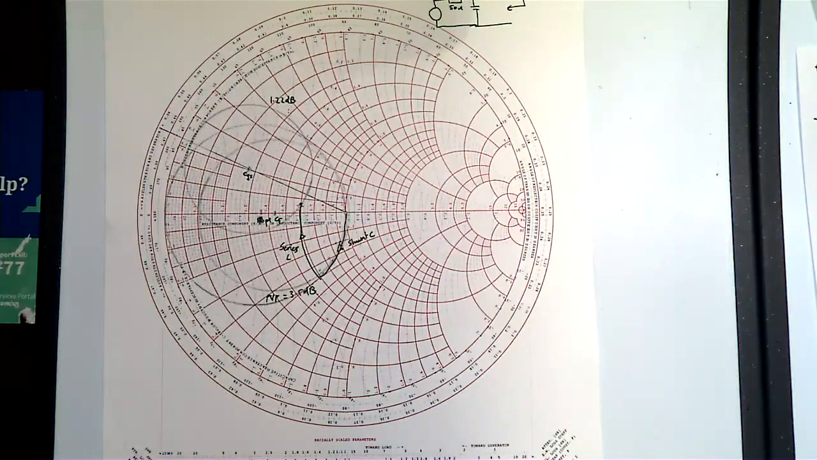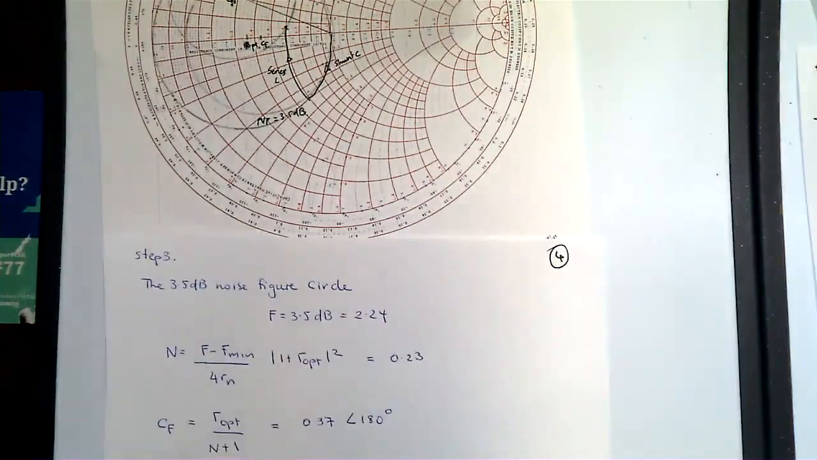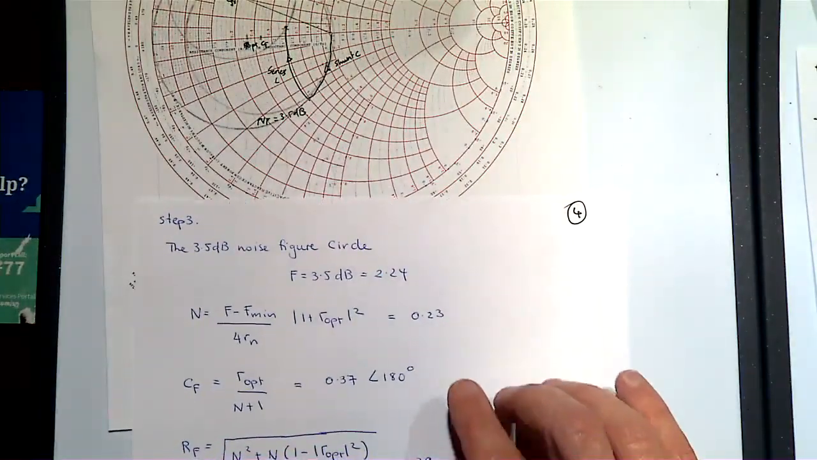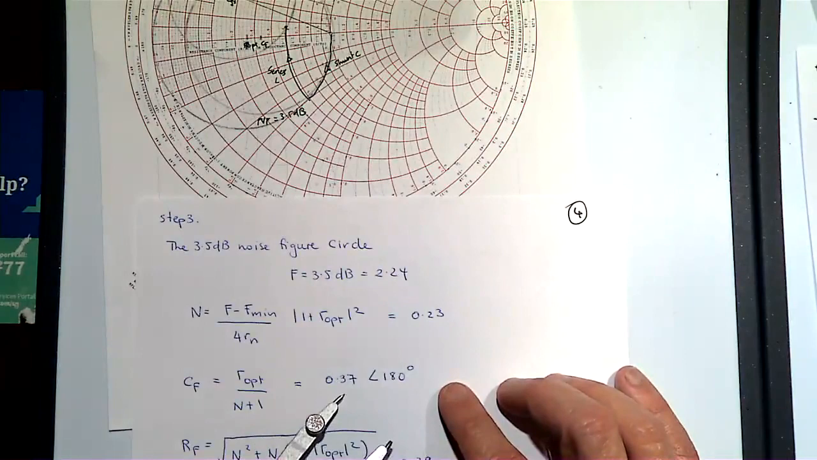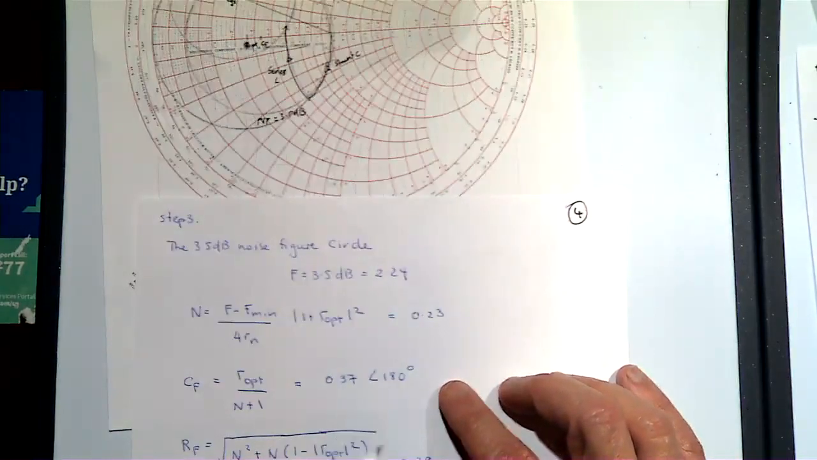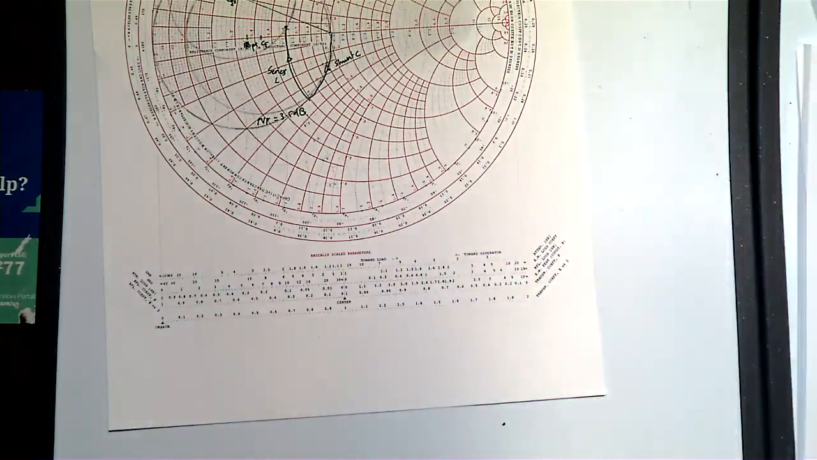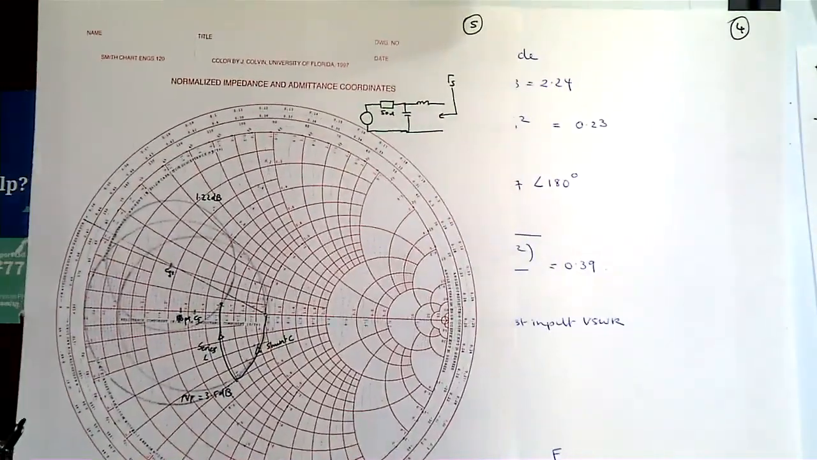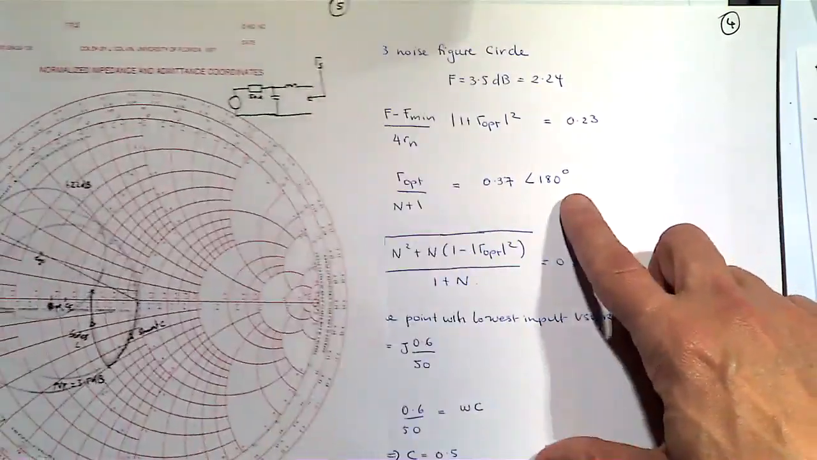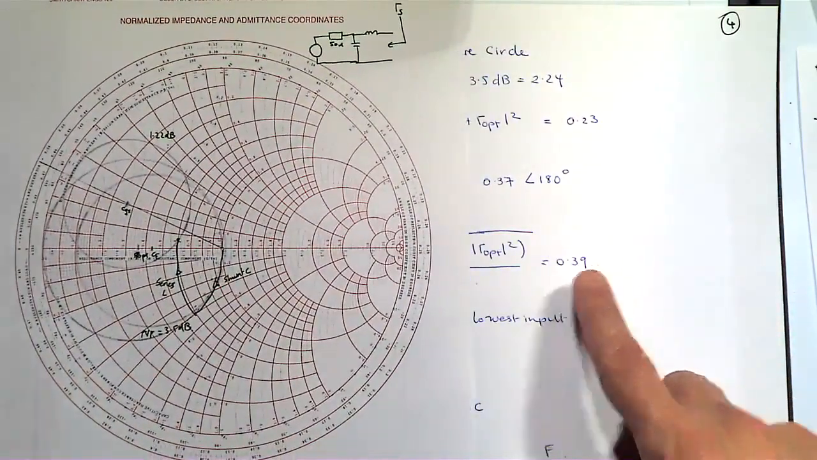All right, now we've also got to draw the noise figure circle. We know that the centre of the noise figure circle is at 0.37 angle 180 degrees, and of radius 0.39. Okay, what do we do? Let me put it here. All right, so that's the centre, that's the radius.